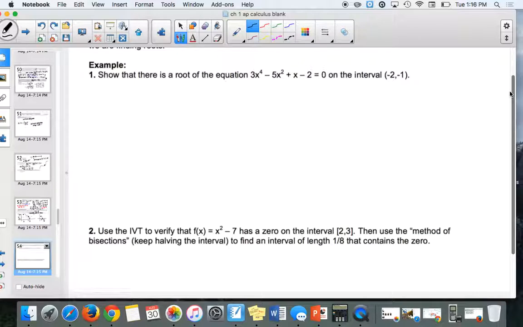So we did this. All right, so the IVT pops up often. You definitely needed to know this one. So put a star next to it, make a flashcard. So it says, show that there is a root of the equation 3x to the fourth minus 5x squared plus x minus 2 equals 0 on the interval -2 to -1.